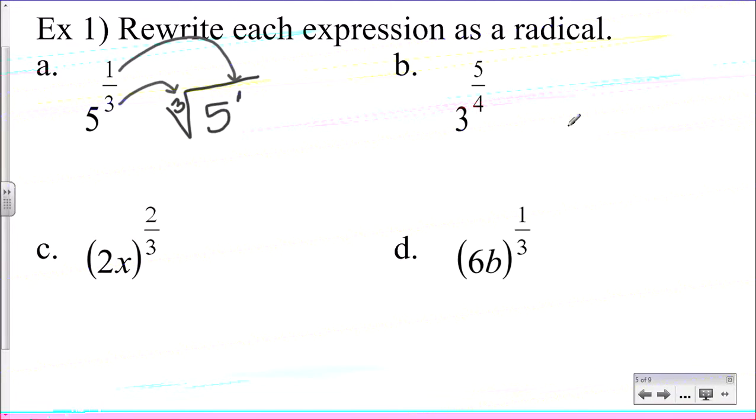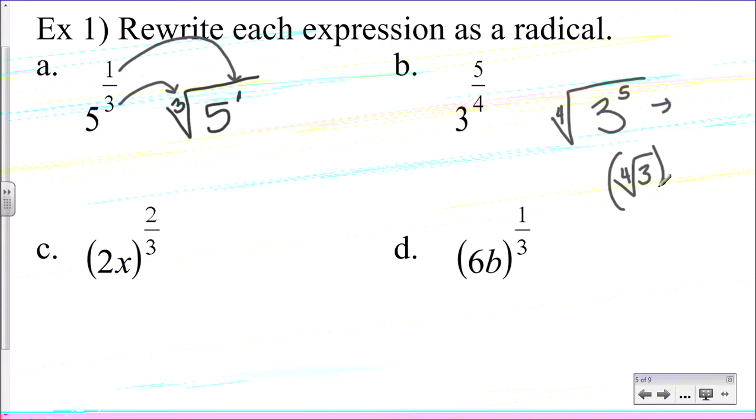Okay, so for B, make your radical sign. My base is staying the same. My numerator becomes my exponent. My denominator becomes my index. Now, you could see this written a different way. You might see something like this, the 4th root of 3 to the 5th power. This is also acceptable. Those are exactly the same thing. Okay, same thing over here. We could rewrite it that way. Those are exactly the same.